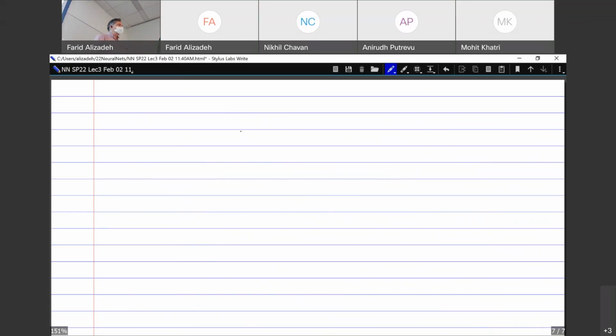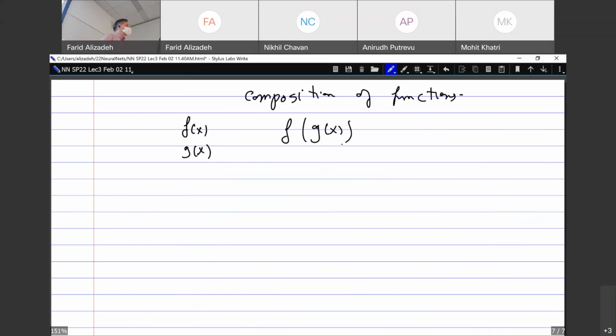So here is how you approach it. First of all, observe that you're dealing with composition of functions. Composition of functions: I have a function called f of x, another function called g of x. The composition is f of g of x. That's what is called the composition of two functions. And this is exactly what neural networks do: apply W, apply phi, apply W, apply phi. So it's a composition.